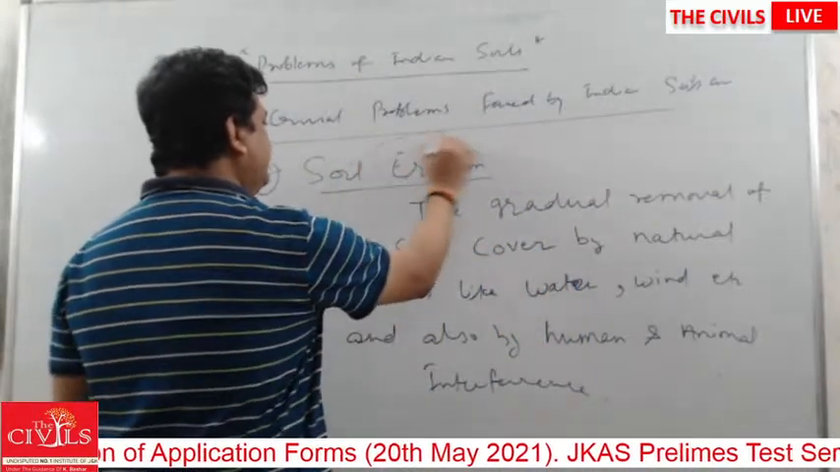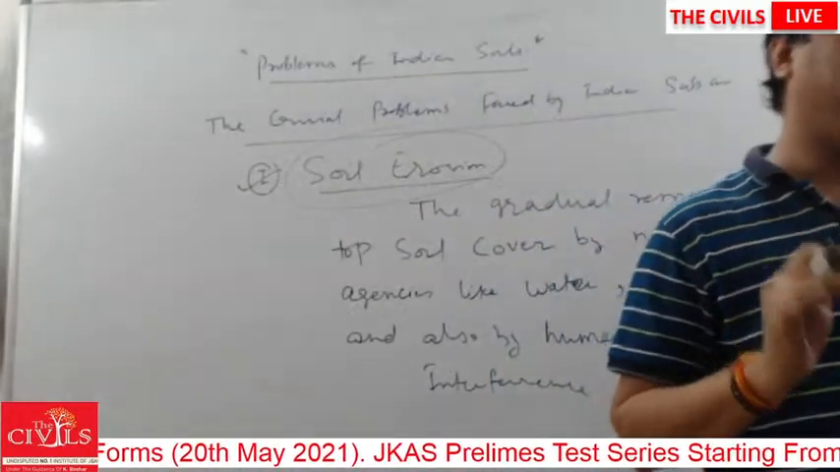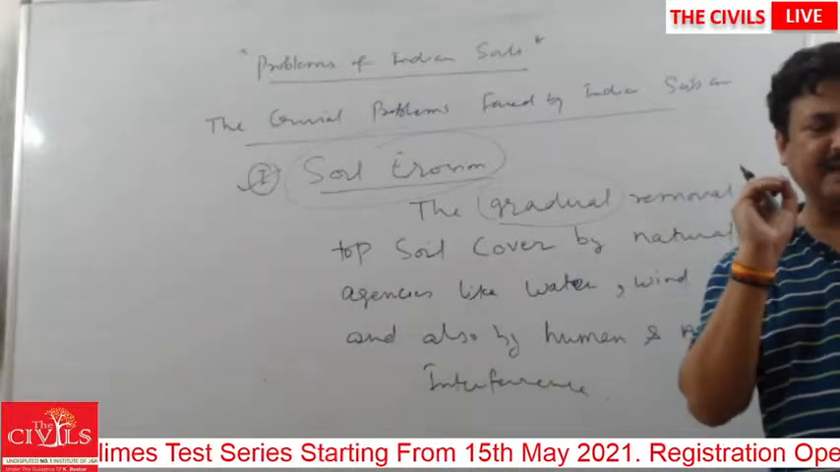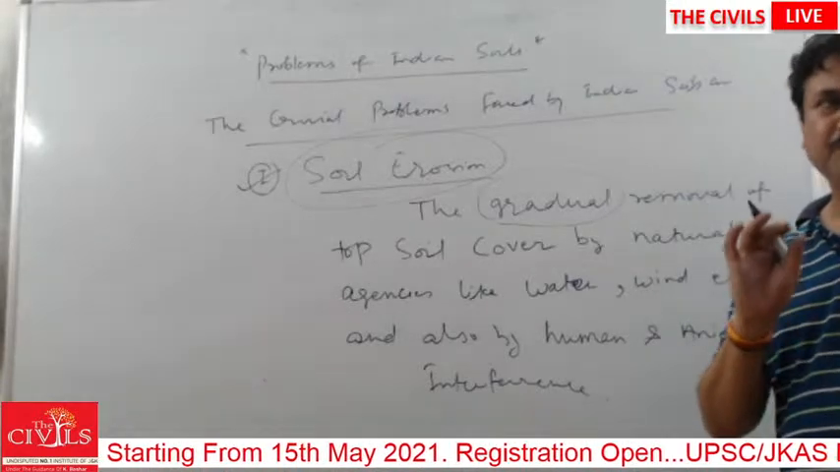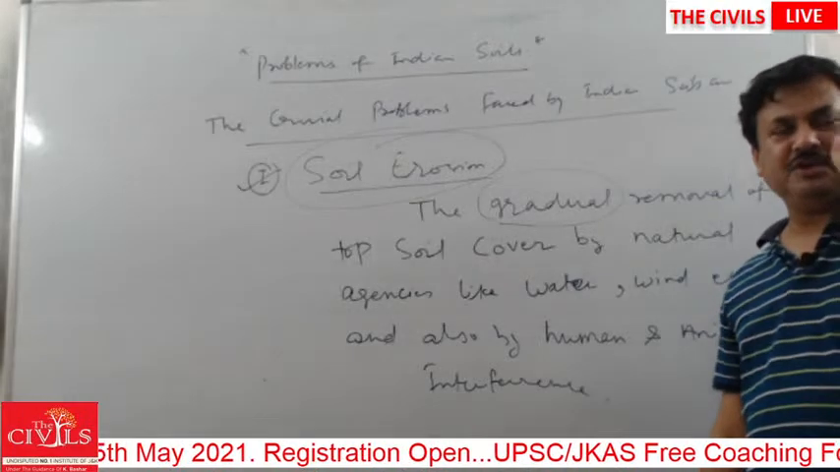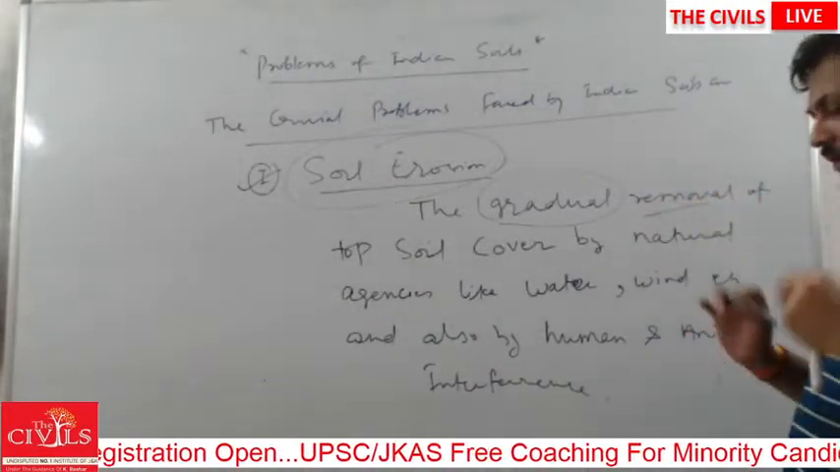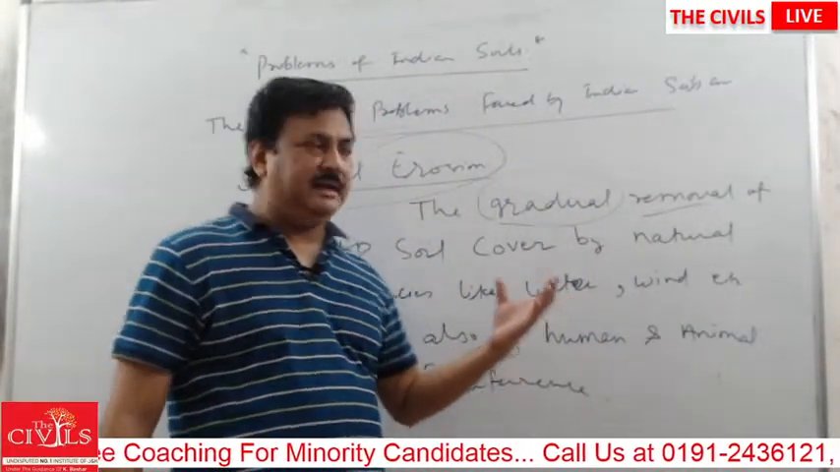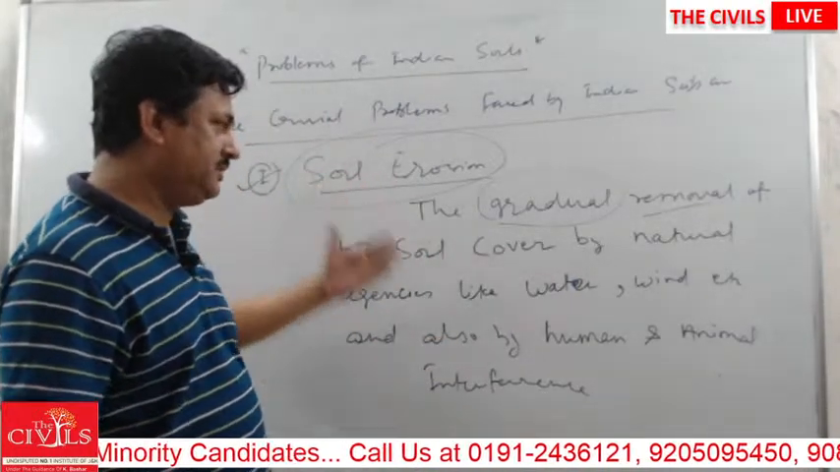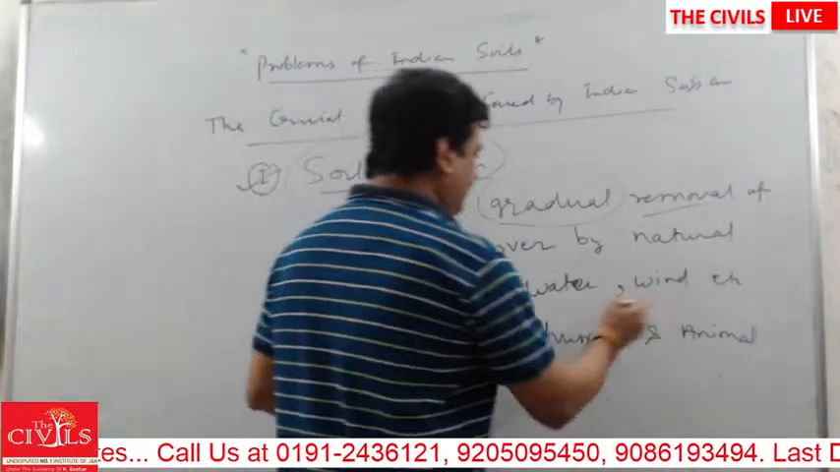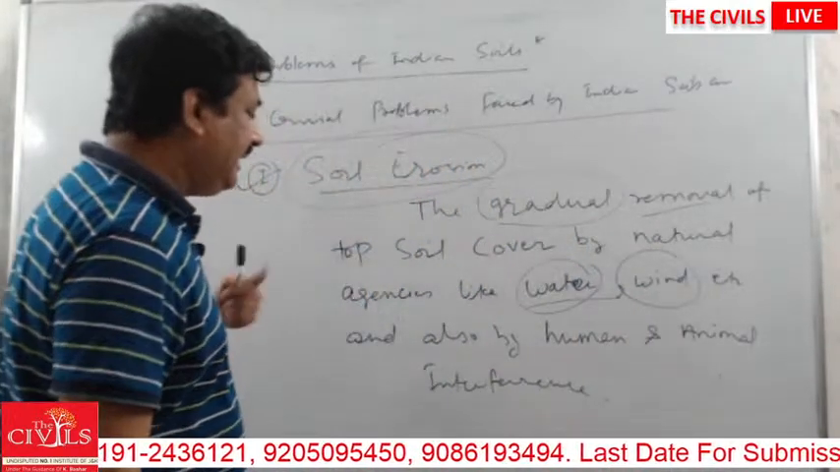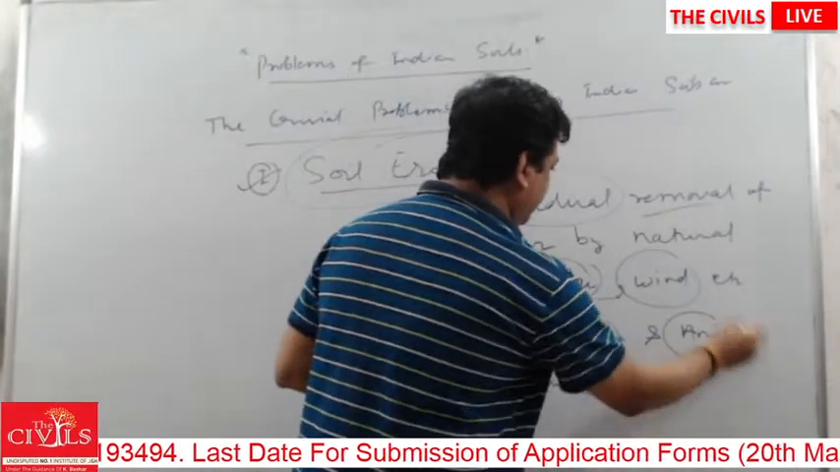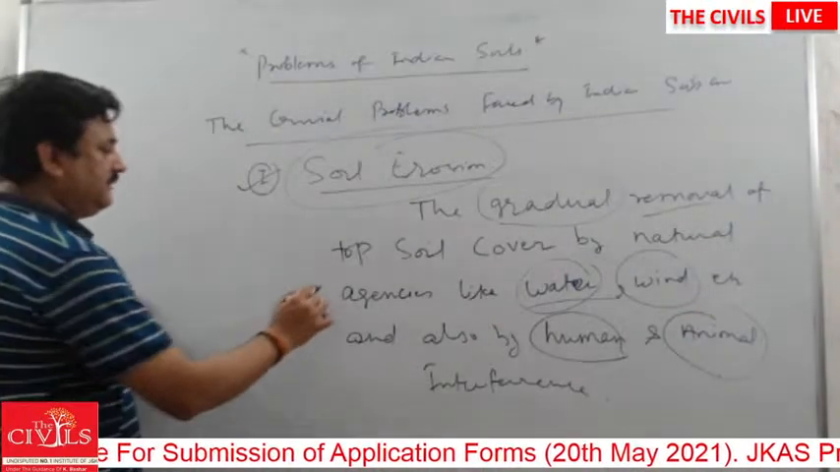So the simple meaning of soil erosion is the gradual removal of the top layer of soil, not the removal of soil at a particular time. When the fine particles or the topmost layer of soil are gradually removed, it is termed soil erosion. There are two factors responsible behind soil erosion. The first is the natural factors, like moving water or wind. The other is human factors and animal factors. These are the two agencies of soil erosion.